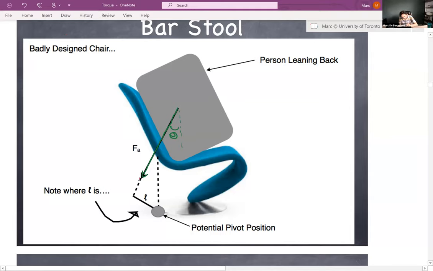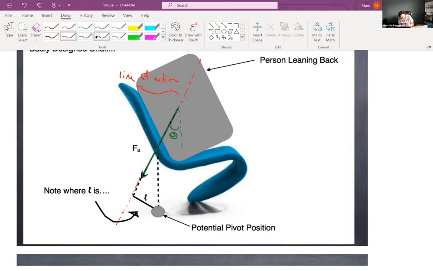So you see my black dotted line here. I'm extending the line of action. So I'm going to label this line of action. You extend the line of action of the force, and then you connect the pivot point of the object to the line of action such that you connect it at a 90 degree angle. So that's what we see here.